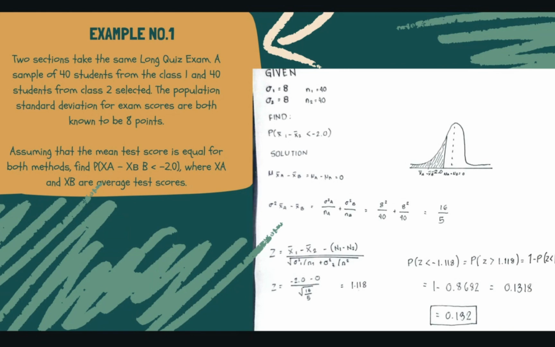P of z less than 1.118 is 0.8682. So P of z greater than 1.118 is 1 minus 0.8682, which is 0.1318. Next example.